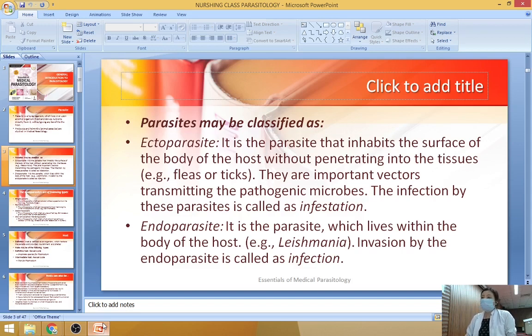Ectoparasites largely thrive on the surface of the body. They never penetrate inside the body. Okay, so the infection caused by ectoparasites is called infestation. By endoparasite, we already know: ecto is outside, so endo will be inside. It is the parasite which lives within the body of the host, for example Leishmania. Invasion by an endoparasite is called infection. By ectoparasite, we call it infestation, and by endoparasite, we call it infection.